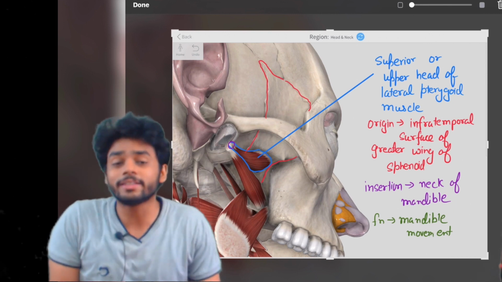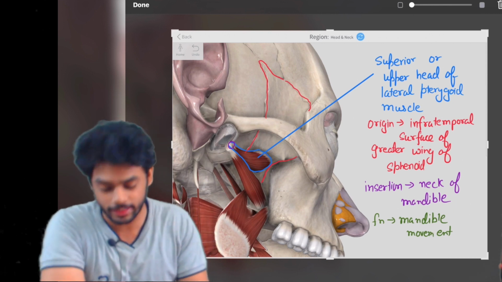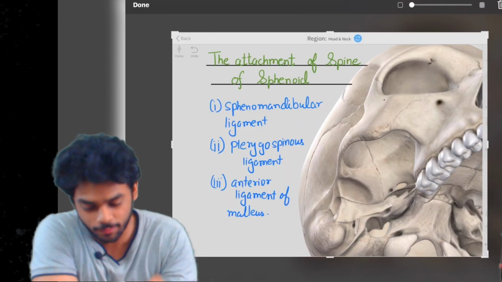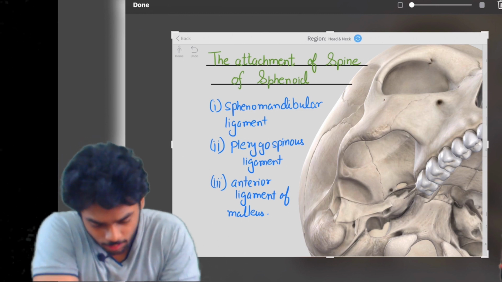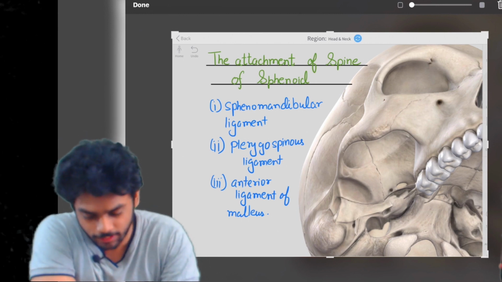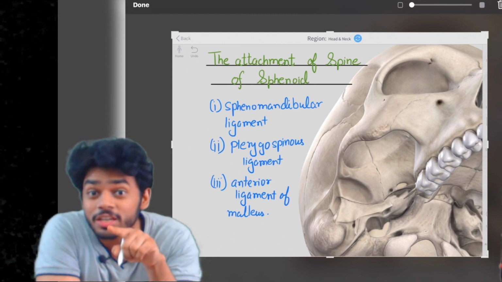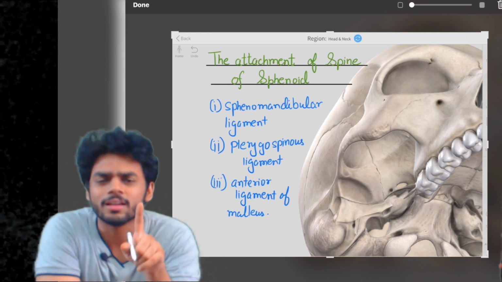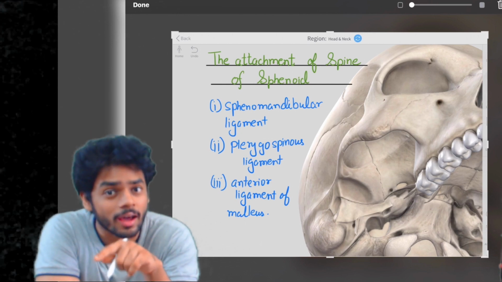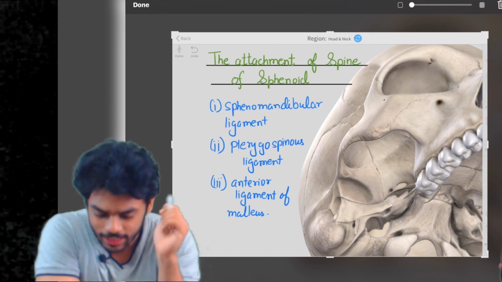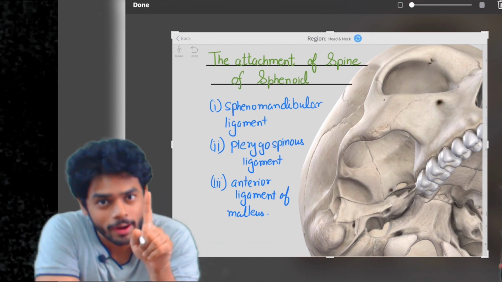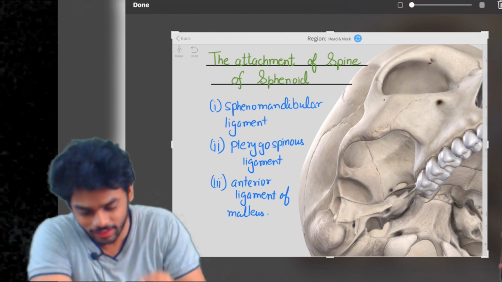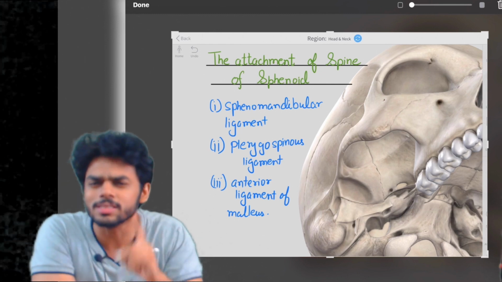Now we will study the attachment of spine of sphenoid. What are the structures which are attached to spine of sphenoid? The first is sphenomandibular ligament. The name itself clarifies everything: it is related to the sphenoid part, and the other end is attached to the mandibular part. Second is pterygospinous ligament, the pterygoid part and the spinous part, which we just discussed, and the anterior ligament of malleus. This is a little confusing.